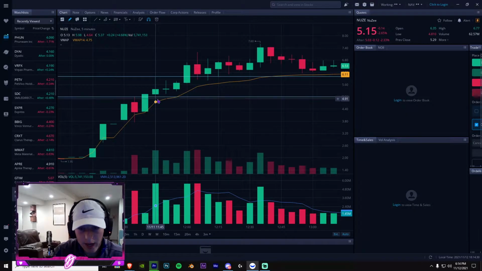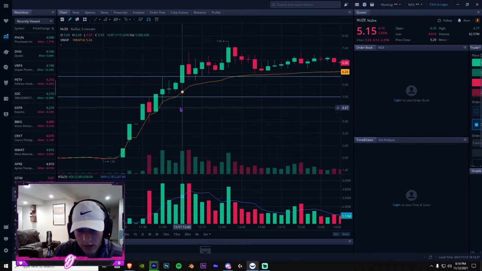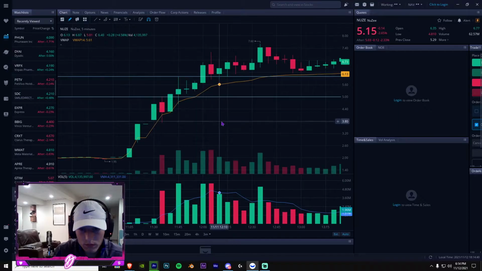And this is actually a bad example. It actually wicks down way under 5. That probably would have scared me out because I would have been down like 50 cents already. And that is not good, but you guys get the idea.